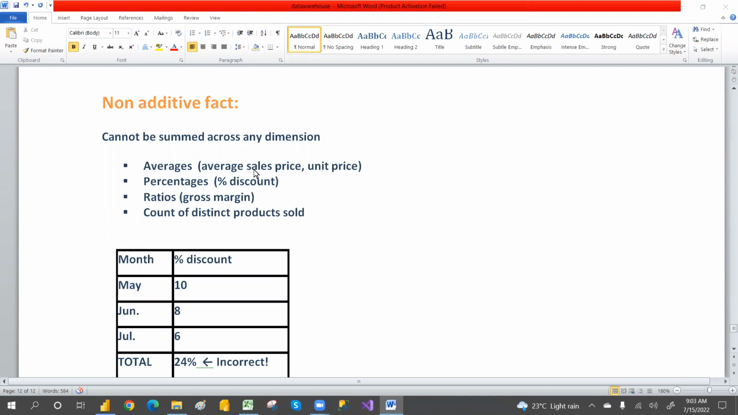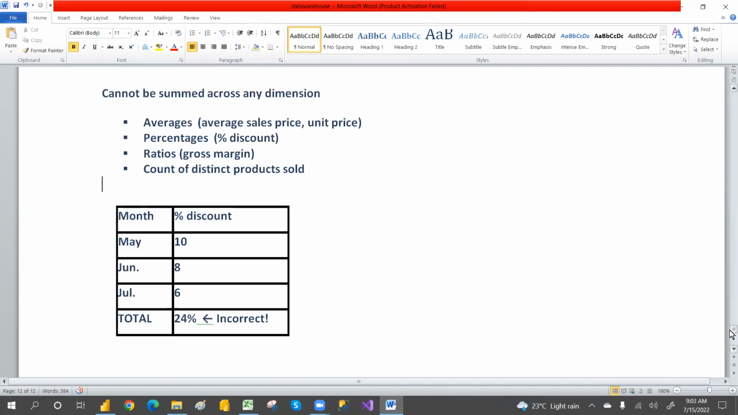Suppose average sales, unit price, percentages, ratios, and count of discounts sold. These are the examples. Suppose you look month-wise at May, June, and July, and you have given discounts: for May it's 10%, for June it's 8%, and for July it's 6%. If you sum it, the total discount is 24%, which is wrong.